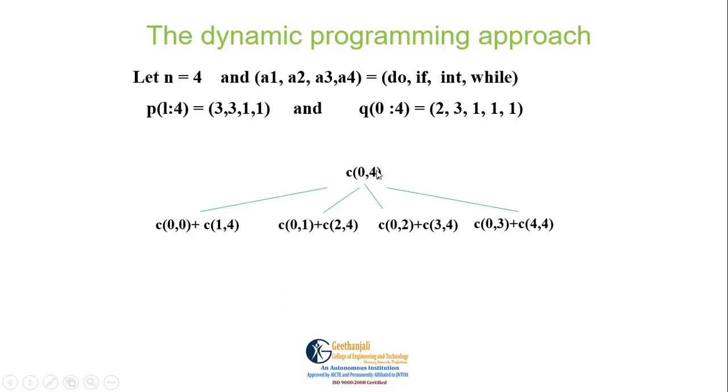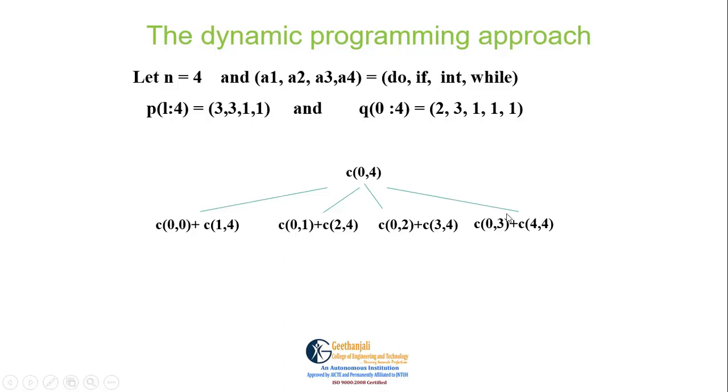If I select a2 as the root element, then you can see the second expression. The left subtree contains only one element, a1, and the right subtree contains two elements, a3 and a4. Similarly, if I select a3 as the root element, I get C of 0 comma 2, which means the left subtree contains a1 and a2 and the right subtree contains a4.